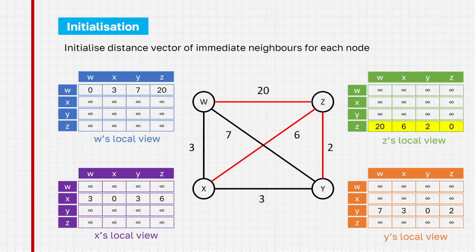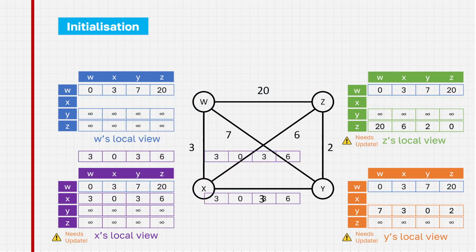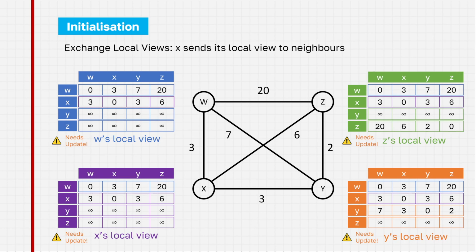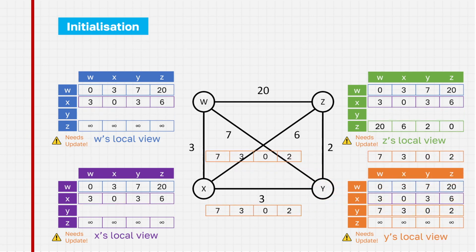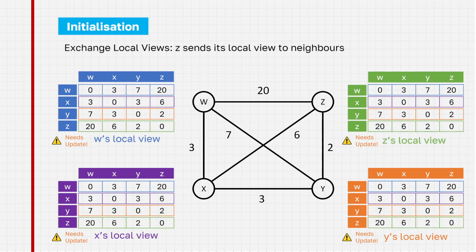No? Okay. Then we do the exchanging part. Woohoo, we share. This stage actually happens simultaneously. This is just a way of thinking about it. So you share your local view. Once this is done, all of them need to update, right? Because all of them receive a new distance vector. Thus, we now run the Bellman-Ford algorithm again.